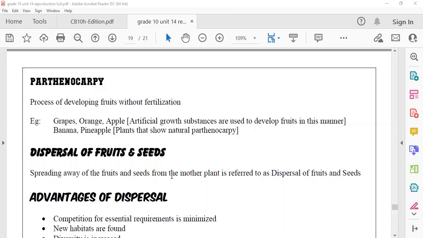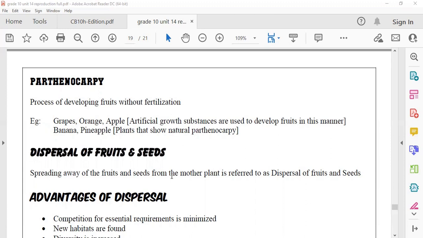But in some plants, without fertilization, you will notice fruits are developing. Those fruits will not have seeds. Hope all of you have experiences of eating seedless grapes, seedless oranges. Okay, banana, pineapple are normally seedless. We don't see seeds in them.